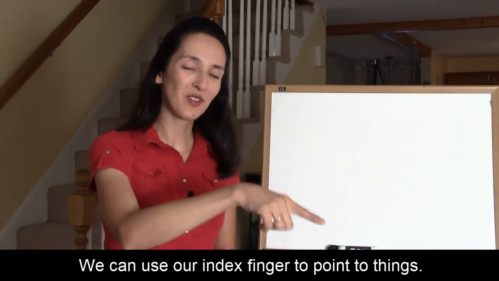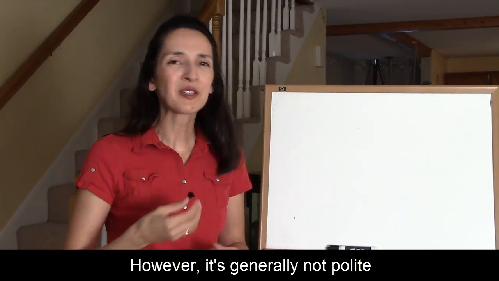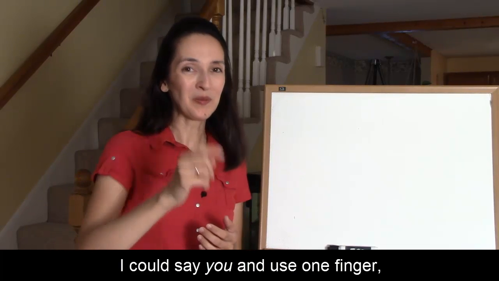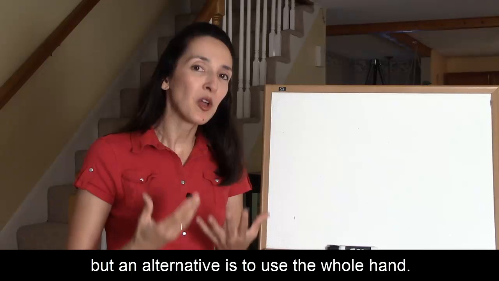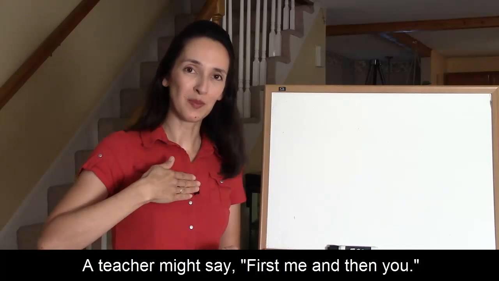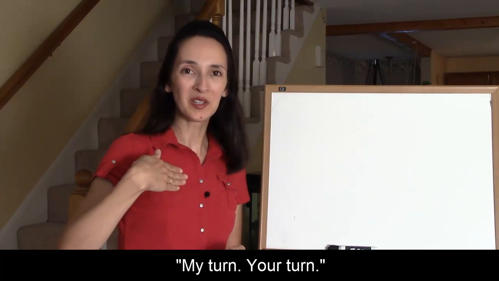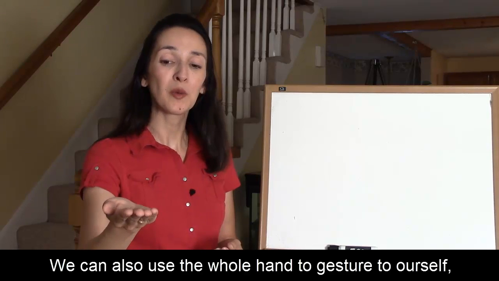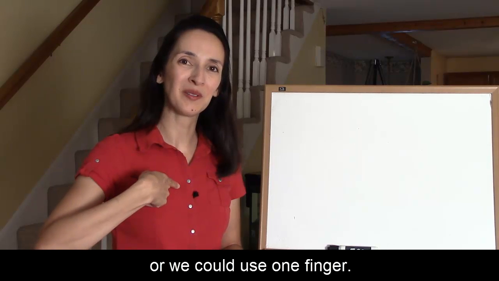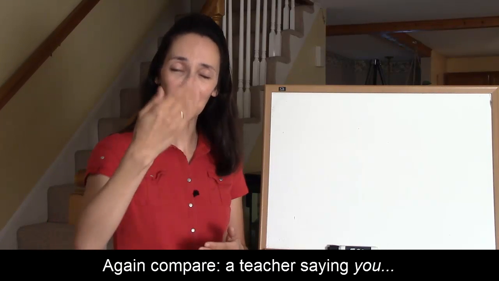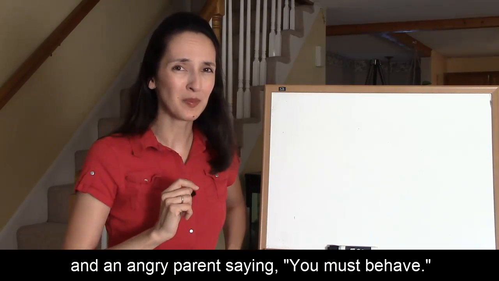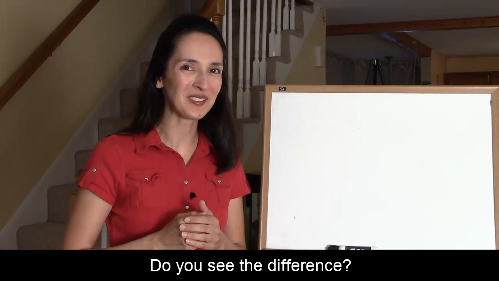We can use our index finger to point to things. However, it's generally not polite to point at people. I could say you and use one finger, but an alternative is to use the whole hand. A teacher might say, first me, and then you. My turn, your turn. So we can also use the whole hand to gesture to ourselves, or we could use one finger. Again, compare a teacher saying you and an angry parent saying you must behave. Do you see the difference?